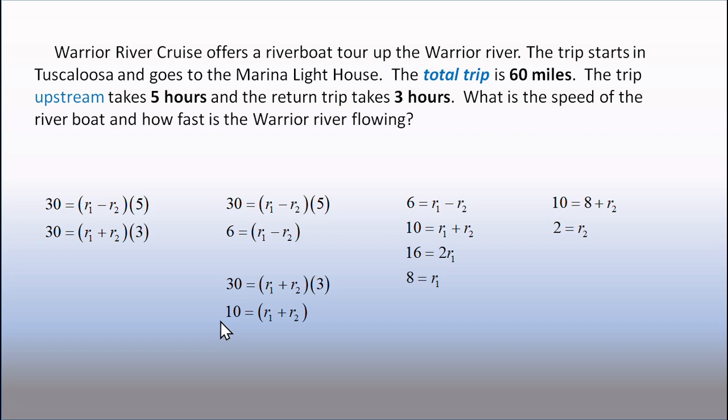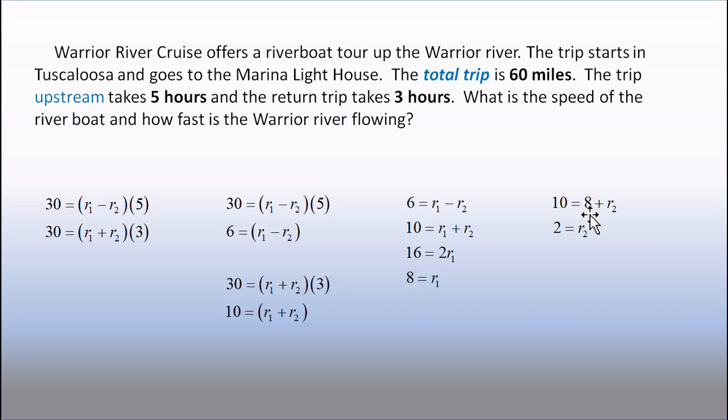I stacked them on top of each other using the elimination stack method, and they cancel quite nicely because R sub 2 is negative on the top and R sub 2 is positive on the bottom. So 2R sub 1 equals 6 plus 10, which is 16. I divide by 2. So now we know the riverboat has a speed of 8 knots or 8 miles per hour. Once we do that, we can substitute into either one of the equations. So I substituted the 8 into the 10.